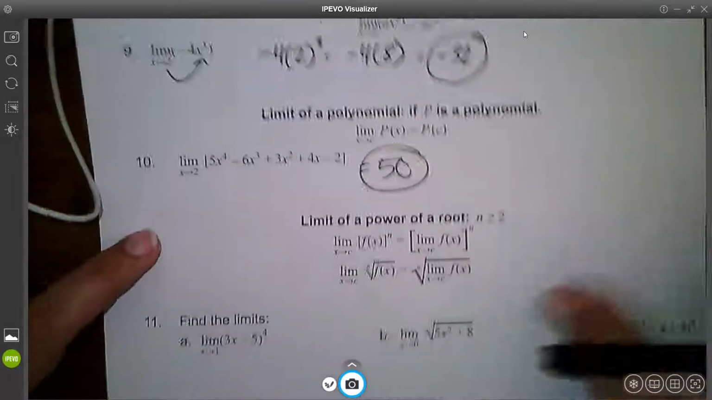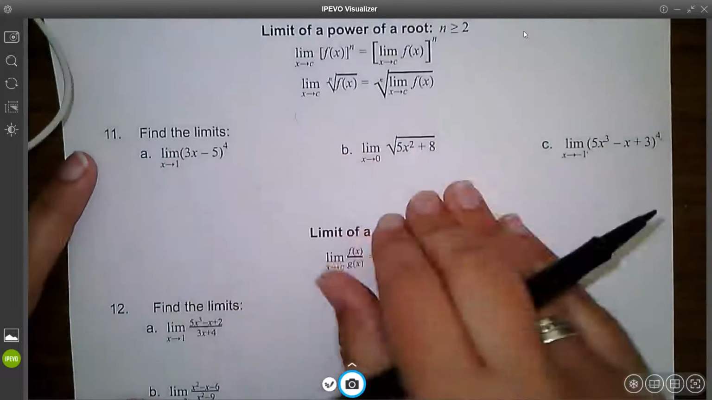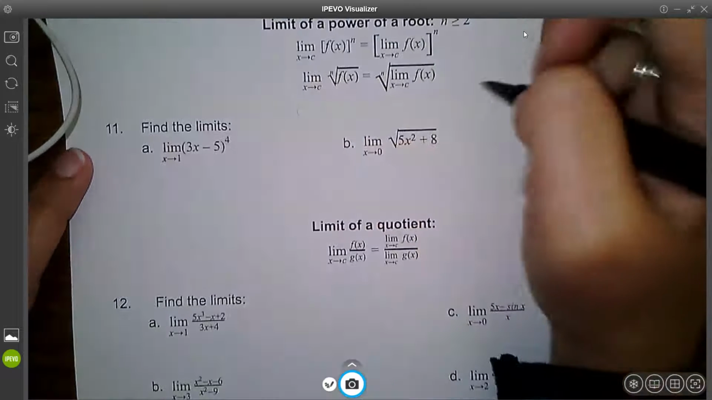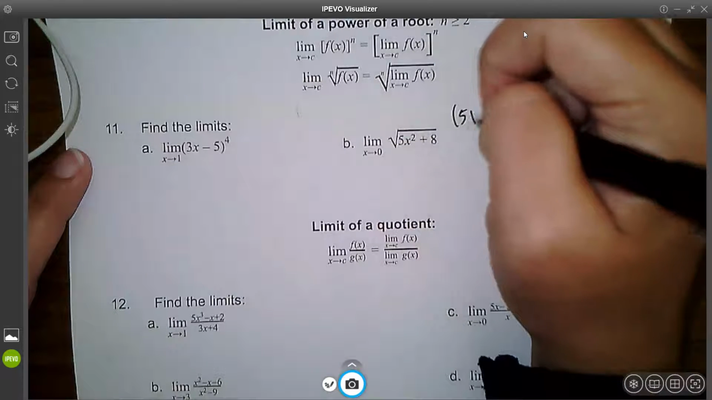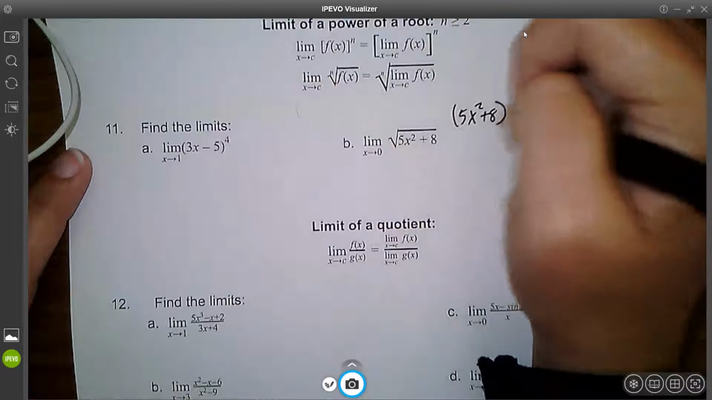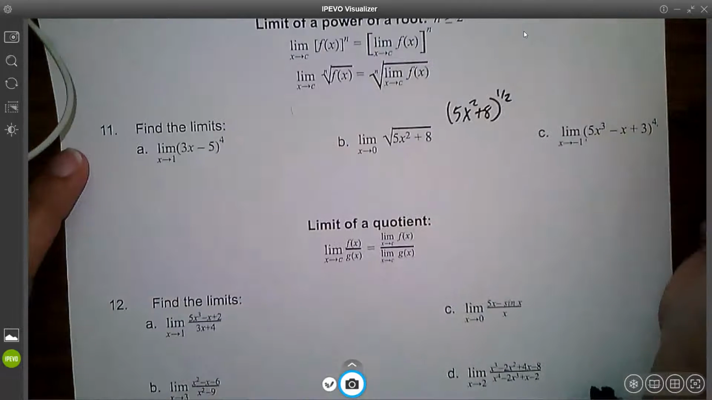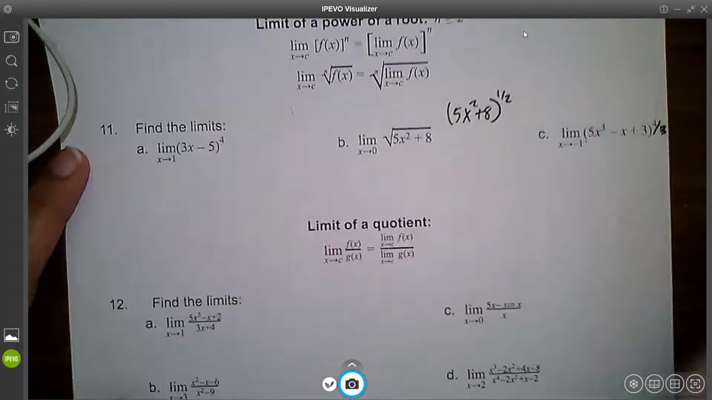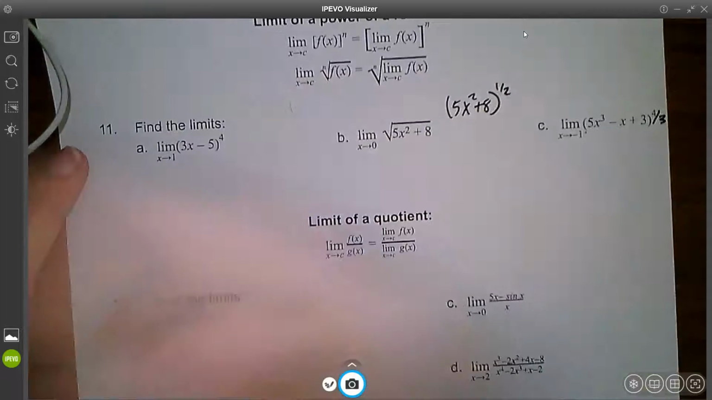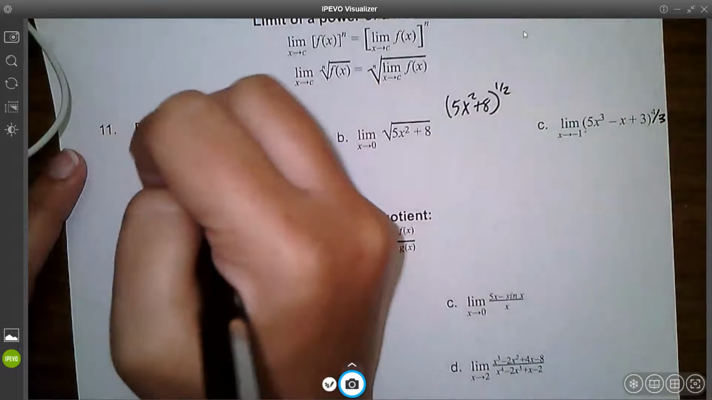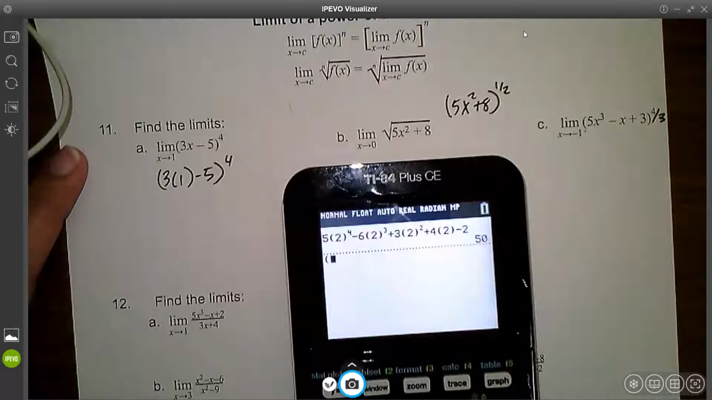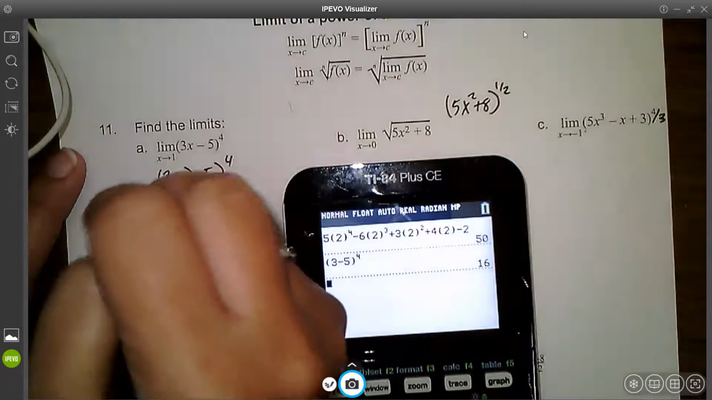Yep, 50. We're raising these limits to a power. Remember that in this case, you can write radicals as power over root. So this is 5x squared plus 8 to the 1/2. This one, the third got cut off. This is to the 4/3 power. So right here, I'm just plugging that in. So I have 3 times 1 minus 5 to the 4th power. And you can just type that straight into your calculator. 3 minus 5 to the 4th, and you get 16.